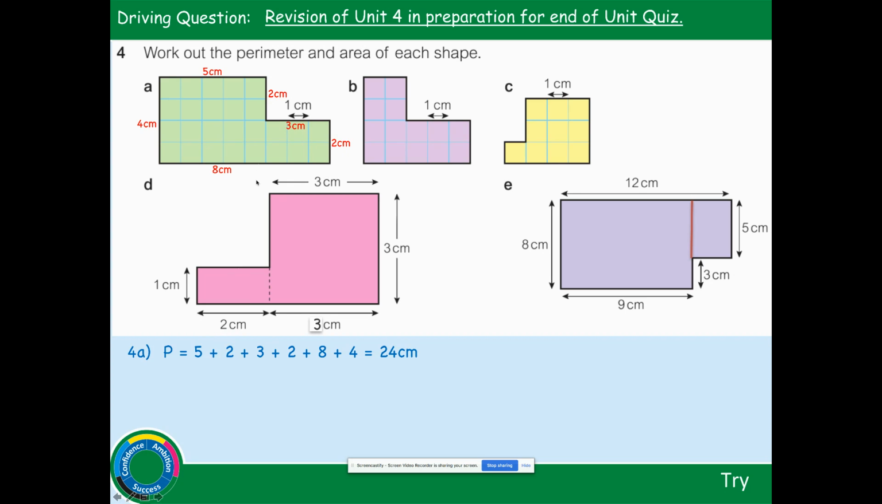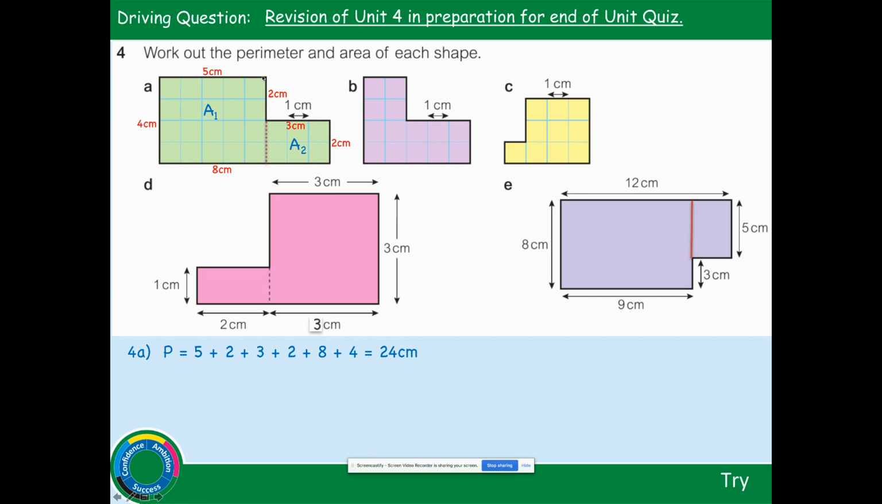Now I need to think, where can I divide this rectangle? I could divide it along here to make a rectangle here and here, or I could divide it here to make a rectangle here and here. So I've decided just to go down here. So my area 1, I can just say is this one, and area 2 here. So if I need to find area 1, I'm not using the 8 because the 8 goes from here all the way along to here.